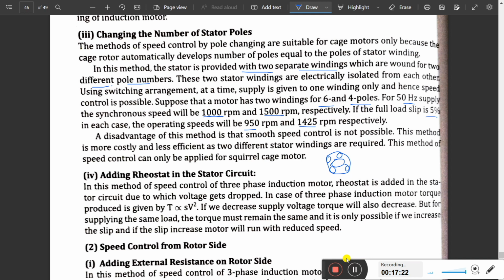Next one is adding rheostat in the stator circuit. That is nothing but T is directly proportional to s V square. In this method, the speed of the three-phase induction motor is controlled by adding a rheostat to the stator circuit, which causes a voltage drop.